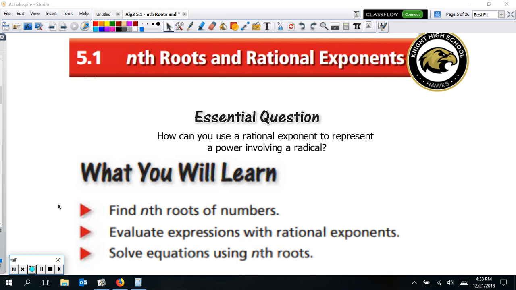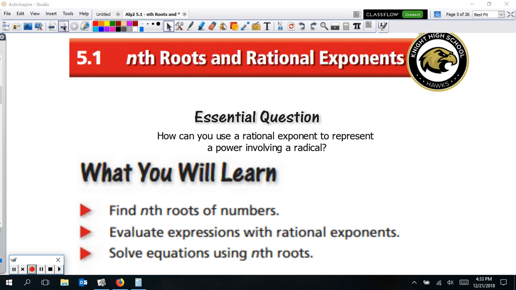We're going to jump right into Chapter 5, starting with 5.1, the nth roots and rational exponents. We're going to be finding nth roots of numbers. We're going to evaluate expressions with rational exponents and solve some equations using nth roots.